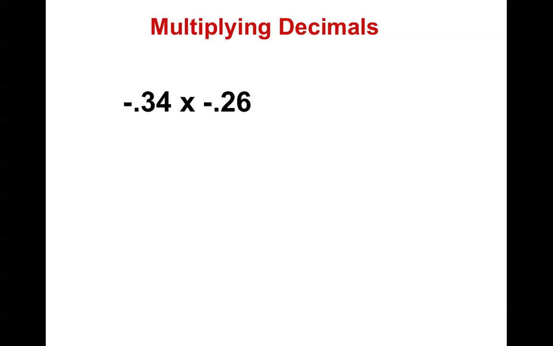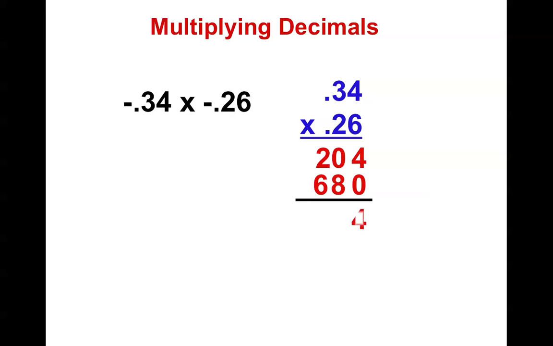Let's try another one. Negative times negative is going to be positive, but how do we multiply this? I need to put 2 and 2 numbers. 2 plus 2 is 4. I need to put 4 numbers behind the decimal, but I only have 3 numbers. So what could I do? I can add a place value, a 0 spot.